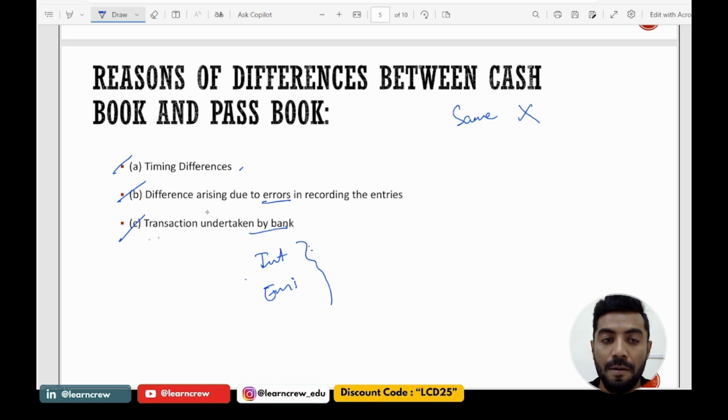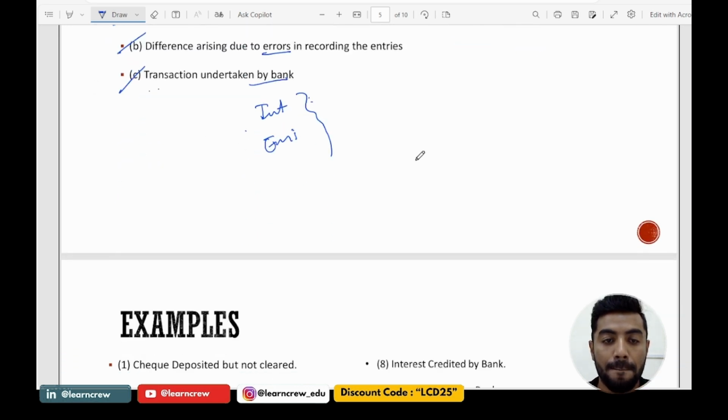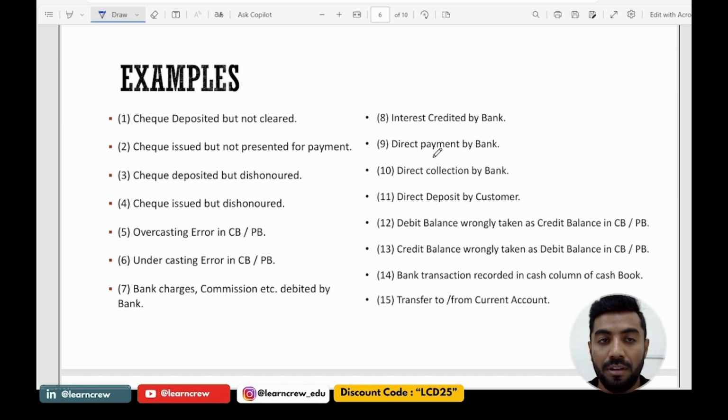Okay, these are the 3 reasons for differences. One is the timing difference. Another is the difference arising due to errors in recording the entries. And the third is transactions undertaken by the bank. Then examples. We'll look into the examples now. We have 15 examples. I've listed out all the possible examples here, so we'll look into them one by one. These are the items which might cause differences.